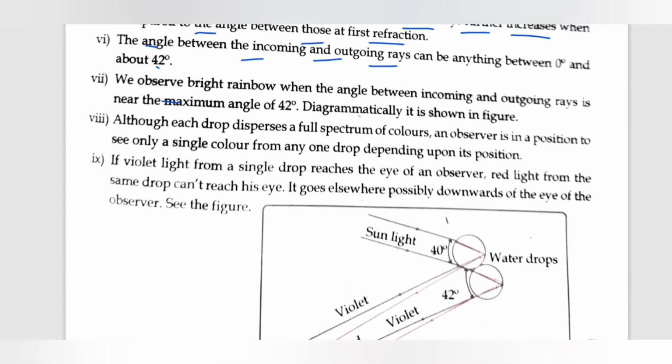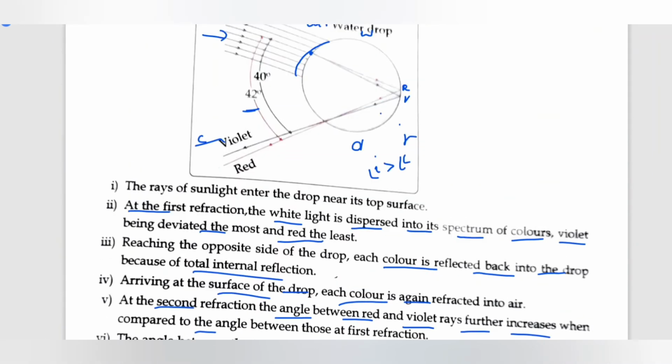So we observe a bright rainbow when the angle between the incoming and outgoing rays is at the maximum of 42 degrees. So when it is 42 degrees, we can see a bright rainbow. You can see the maximum angle here is 42 degrees. That is the angle between incoming light and red color.